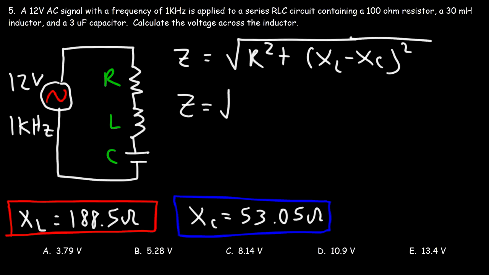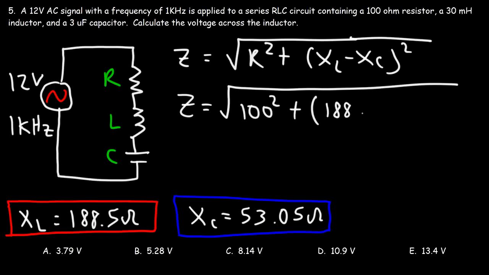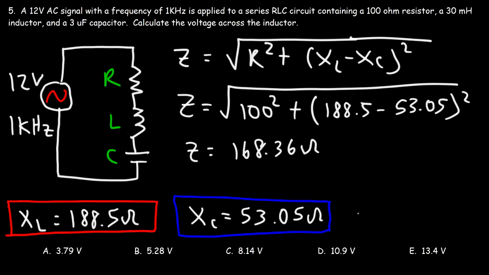So the resistance of the circuit, we can see that it's 100 ohms. So that's R. The inductive reactance, we have it already. It's 188.5, as we can see here. And the capacitive reactance is 53.05. So go ahead and type that in exactly the way you see it. So I got 168.36 ohms. So that's the impedance, which I'm just going to rewrite it here.